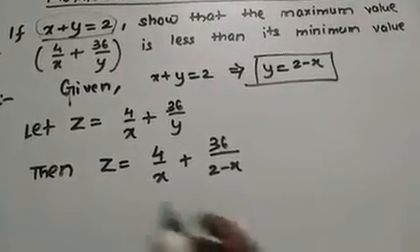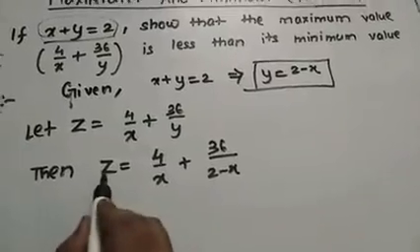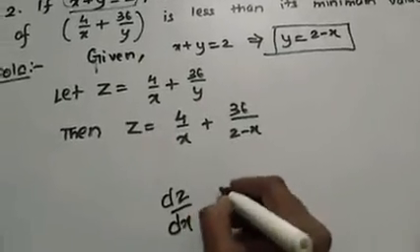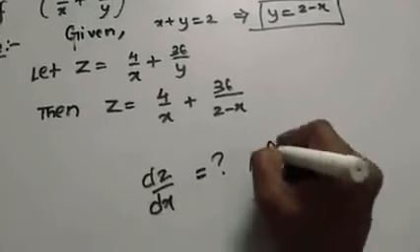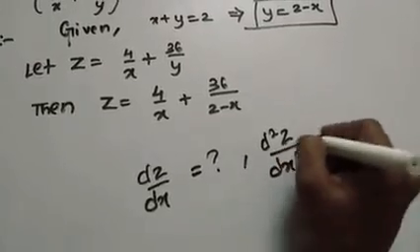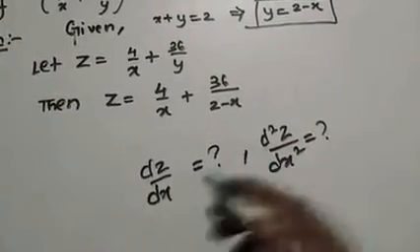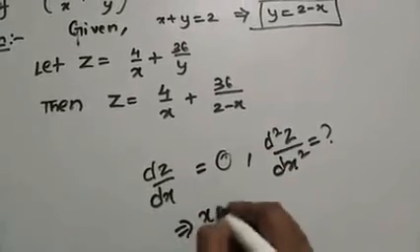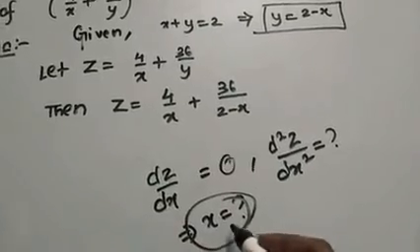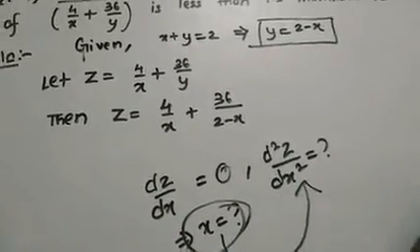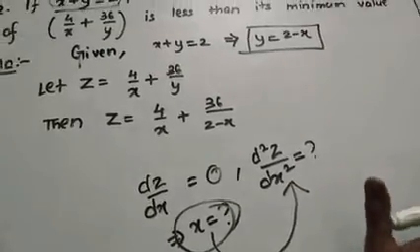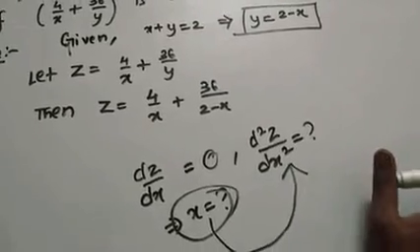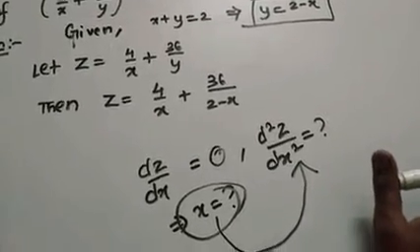Okay, so this is our z function. Now we have to find the first derivative of z, that is dz by dx, and then the second derivative, d2z by dx2. For the maximum value we will equate dz by dx equal to 0. From there we will get our x value, and then we will put that value of x in our second order derivative, and from there we will find our maximum as well as minimum value. So this is the procedure we will follow. Let us first of all find our first derivative and second derivative.